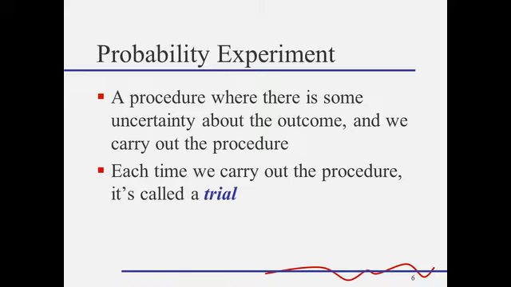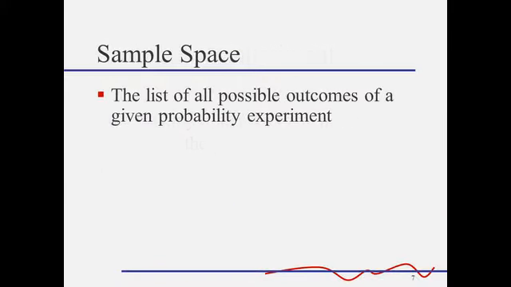So, for example, we could flip a coin, and we don't know if it will land heads or tails, so this is a probability experiment. And every time we flip the coin, it's called a trial. The list of all possible outcomes of a probability experiment is called the sample space. The sample space is a list of what we call simple events. In later sections, we'll start combining simple events with conjunctions like "and" or "or", and these types of events aren't simple.